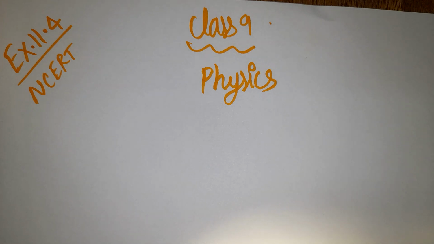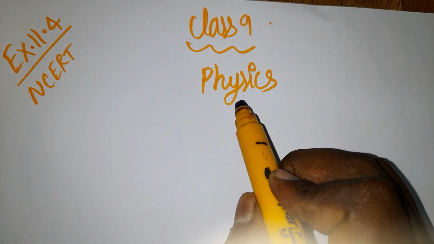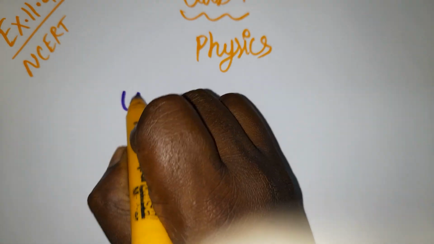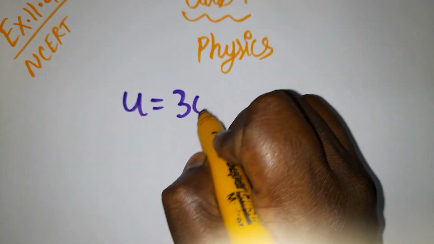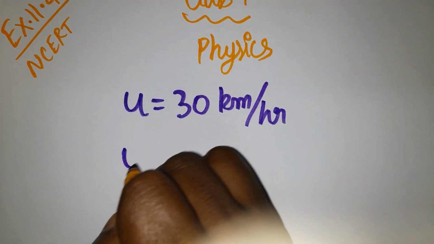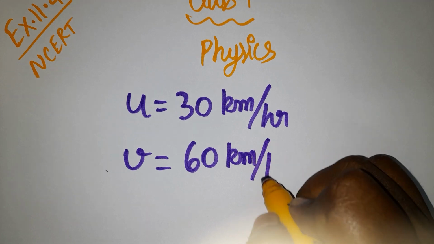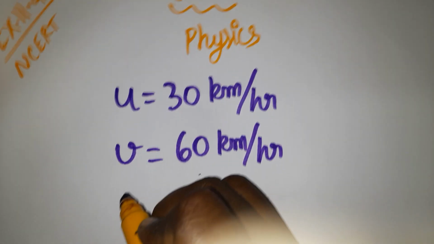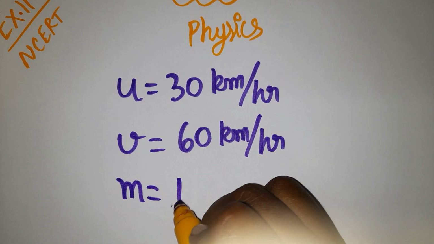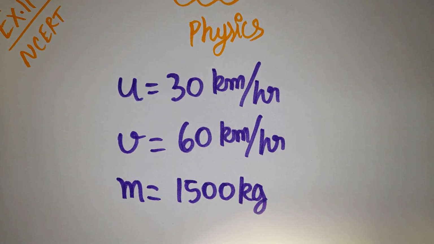See, here the question is given. It is the 11th chapter, 4th problem, class 9 physics. The object starts from 30 kilometer per hour. The final velocity of the object is 60 kilometer per hour. And the mass of the object is also given, 1500 kg. This is what is given in the question.